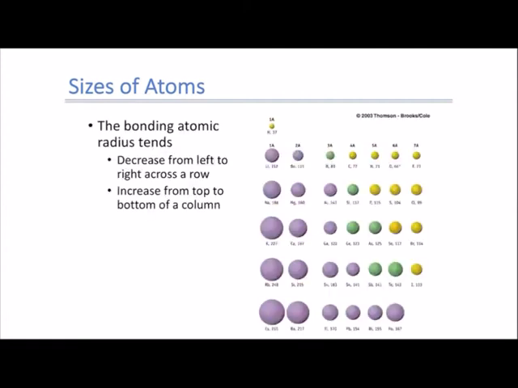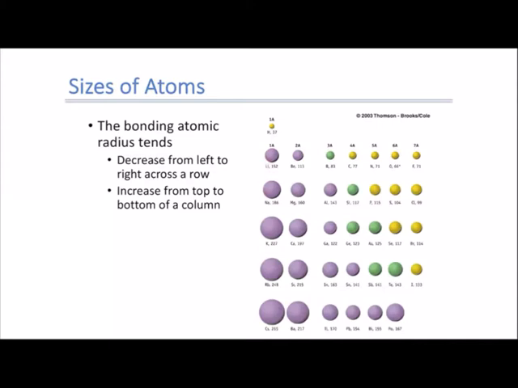Looking at our main group elements, we can see the bonding atomic radius tends to decrease as you go from left to right. So we start with our larger atoms here, lithium, and then it gets smaller and smaller as you go across the periodic table towards fluorine, which as we can see is much smaller than our lithium atom. It also tends to increase as we go down a column. So if we start at the top here, hydrogen, lithium, sodium, potassium, rubidium, cesium, you can see we increase in size as we go down the periodic table.